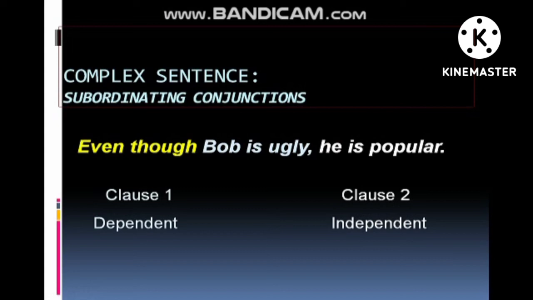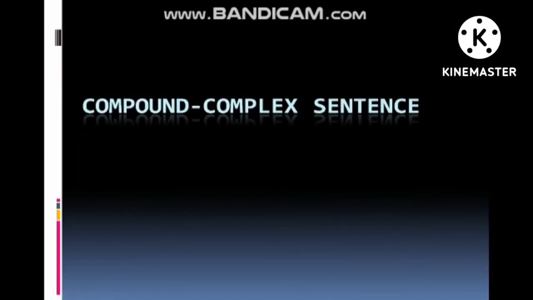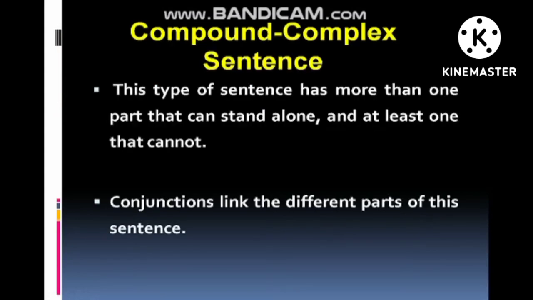Complex sentence subordinating conjunction. Even though Bob is ugly, he is popular. Clause 1 is dependent and the other clause is independent. Okay, so now the compound complex sentence.